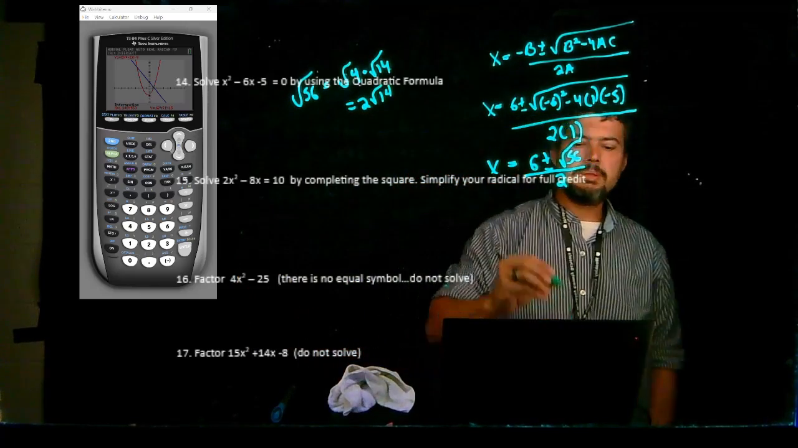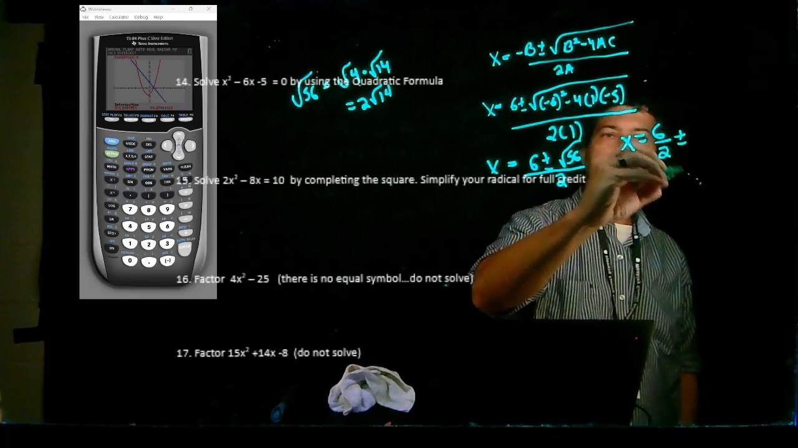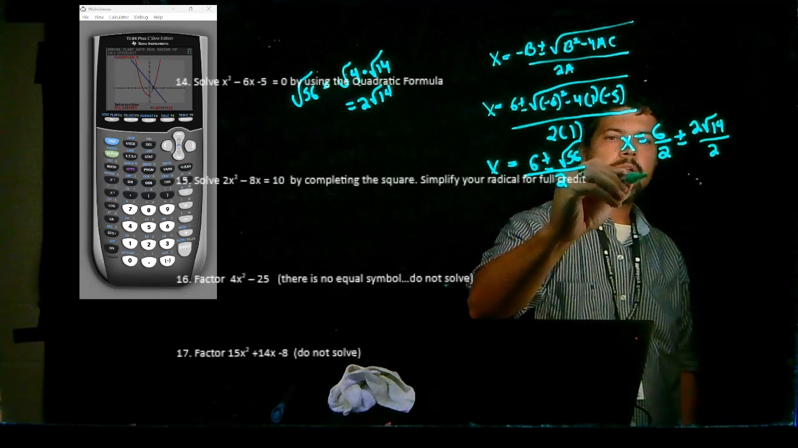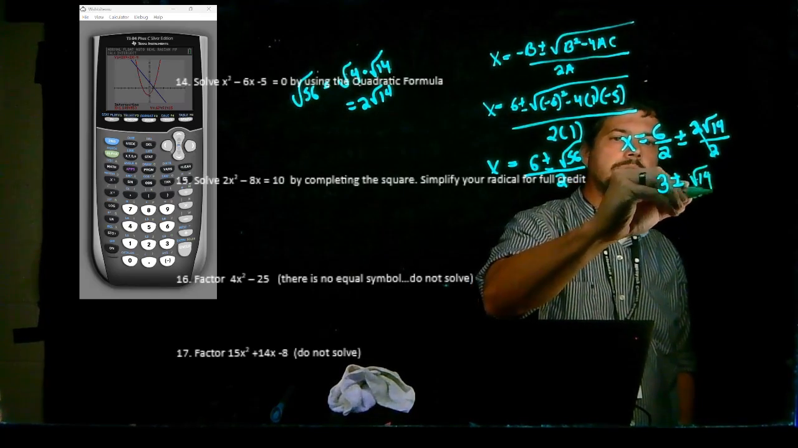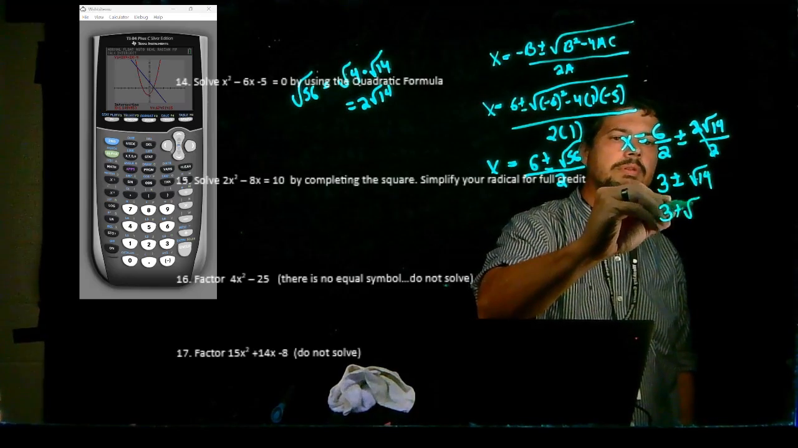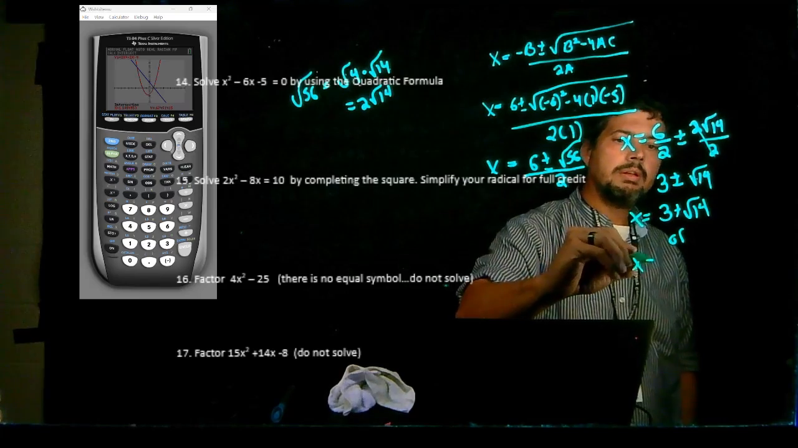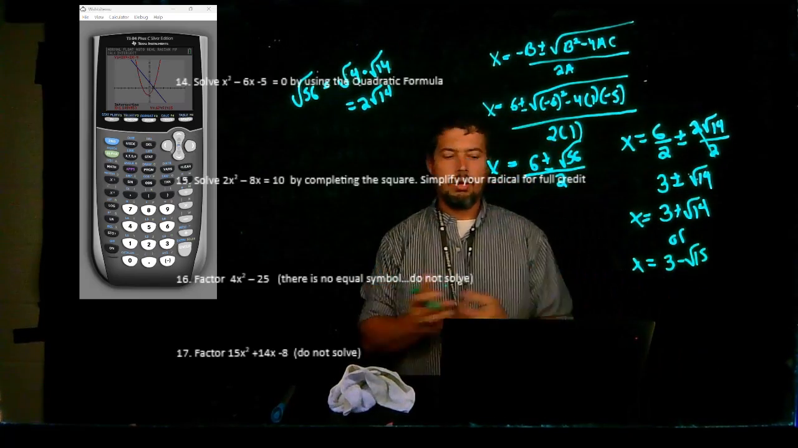Alright, so let's do some simplification here. We have the 6 over 2 plus or minus the 2 roots of 14 over 2. And 6 over 2 is 3. The 2's cancel. We get root 14. So our two answers are x equals 3 plus the root of 14, or x equals 3 minus the root of 14. Awesome.